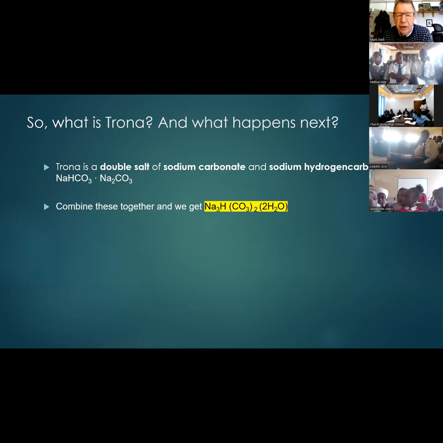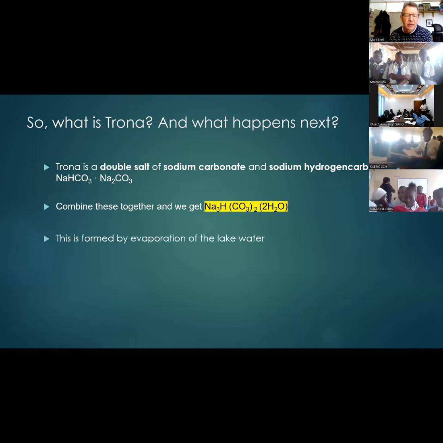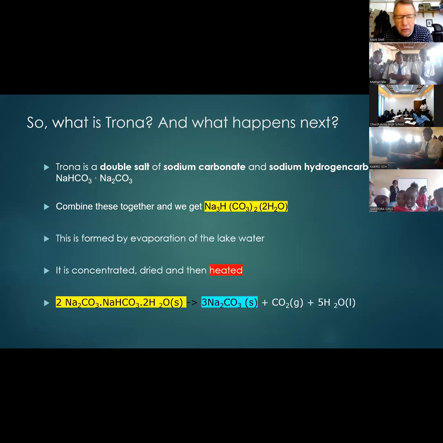Trona, Na3H(CO3)2·2H2O. Write the equation using 2 of them and producing 3 Na2CO3(s) and carbon dioxide and 5 waters.